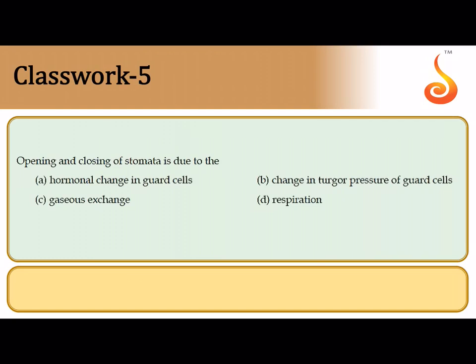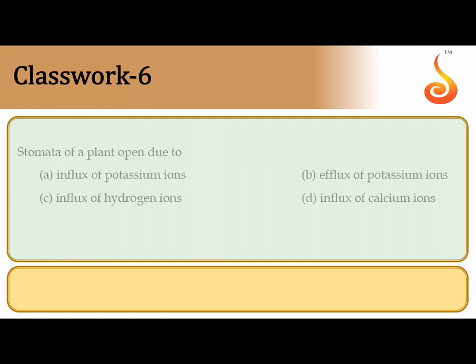Opening and closing of stomata is due to change in the turgor pressure of the guard cells. When the guard cells become flaccid, the stoma closes. When the guard cells become turgid, the stoma opens. Stomata of the plant open, according to the K plus H plus, the potassium pump theory, due to the influx of potassium ions. There is endosmosis, that is potassium moves in and water follows, and when water enters, the guard cells become turgid, and that leads to the opening of the stomata.